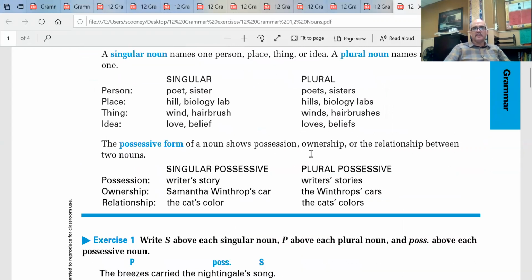Okay, we've got possessive forms of nouns that show possession, ownership, or the relationship between two nouns. It also really becomes an adjective. You think about a word like writer's story, but we're going to call it a possessive noun for now since that's what we're learning. Okay.